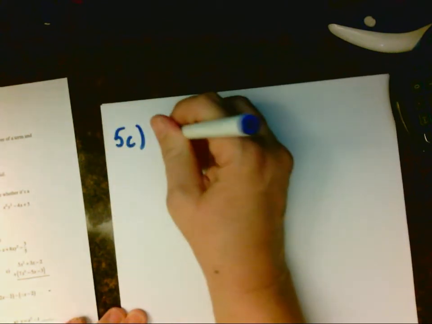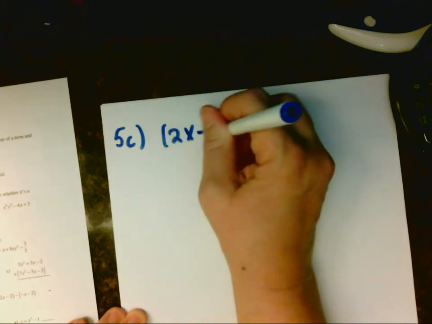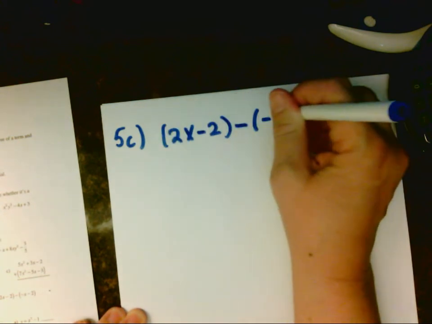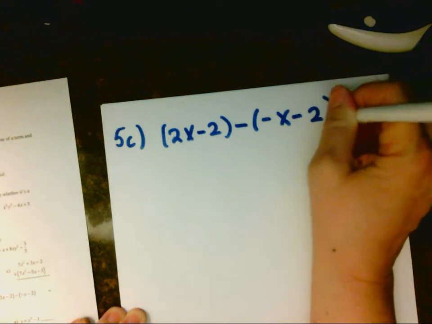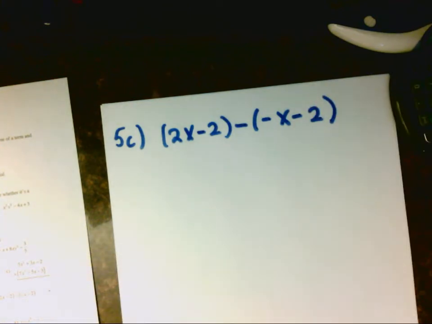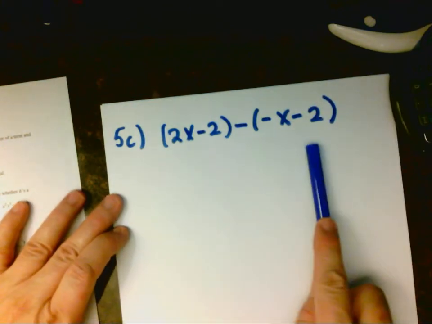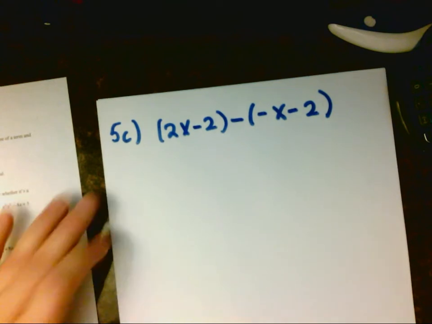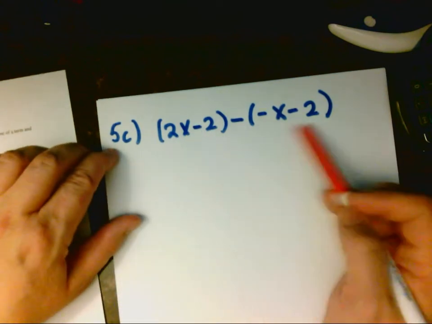5c, 2x minus 2 minus negative x minus 2. Now you may want to make a mark beside this. This is the way I will print it out on your quiz, your worksheet, your test, in this horizontal form.